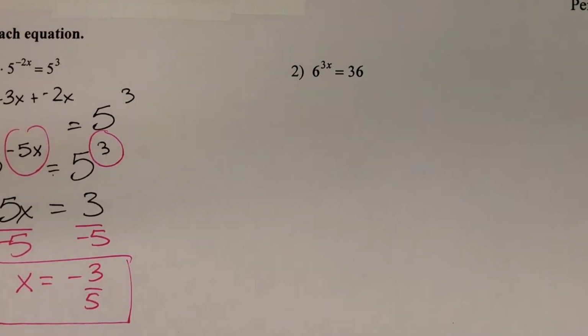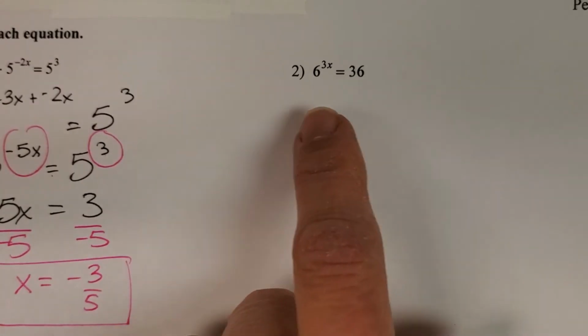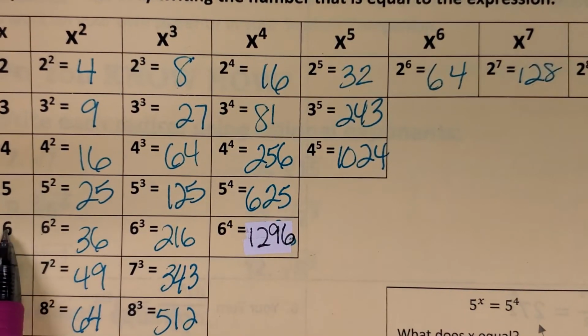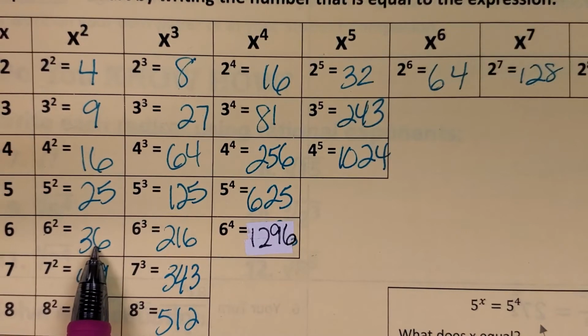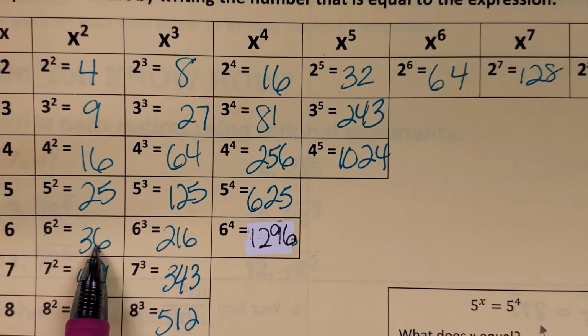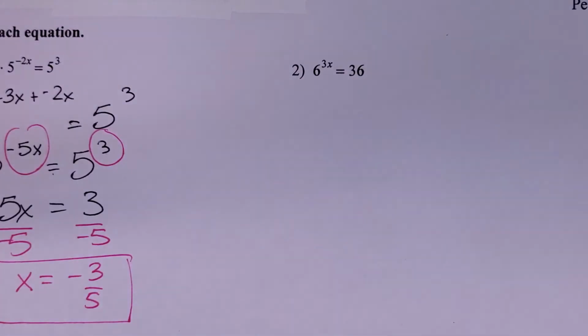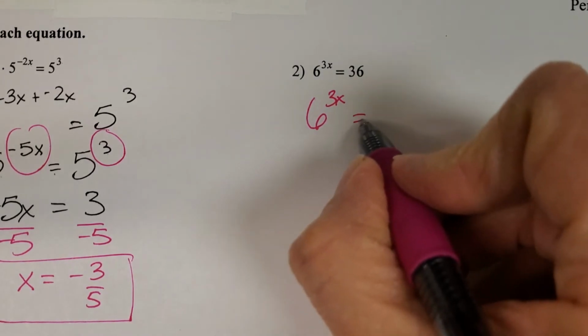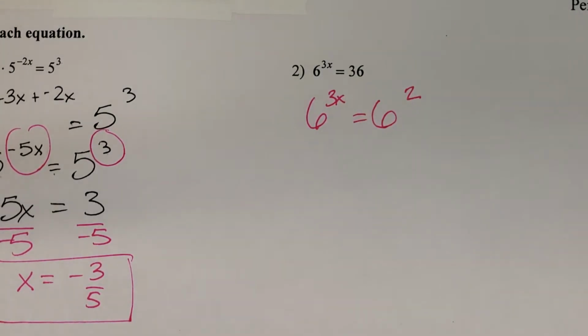Now, some of you might know what base, but I'm going to look for 6, which is on my list, and then I'm going to look for 36. So I see the 6 column, and I notice that 36 is 6 squared. So now I'm going to change 36 to 6 squared. All righty. So I'm going to say 6 to the 3x, which is on the left, but I'm going to change this side to 6 squared because the first step is to get the bases the same on both sides.